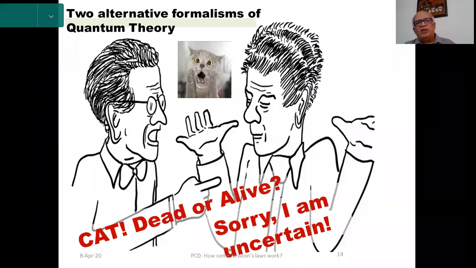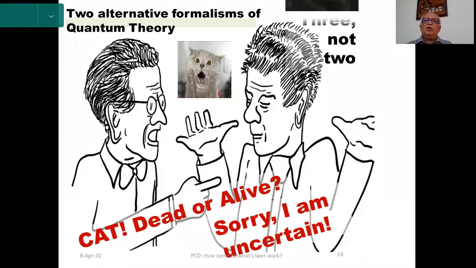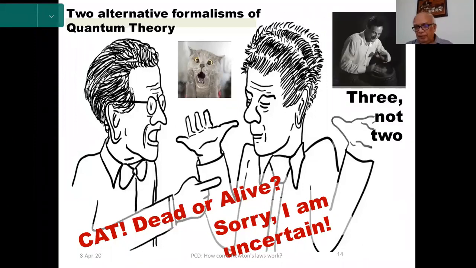There are these two famous alternative formulations of quantum theory. One is the de Broglie-Schrödinger formalism, which is based on the wave function and the Schrödinger equation. Second is based on the Heisenberg formulation of the principle of uncertainty. But then there is also a third formulation, which is due to Richard Feynman. And the rest of our discussion today is going to appeal to Feynman's formulation to get the answer to our question as to how come Newton's laws really work.